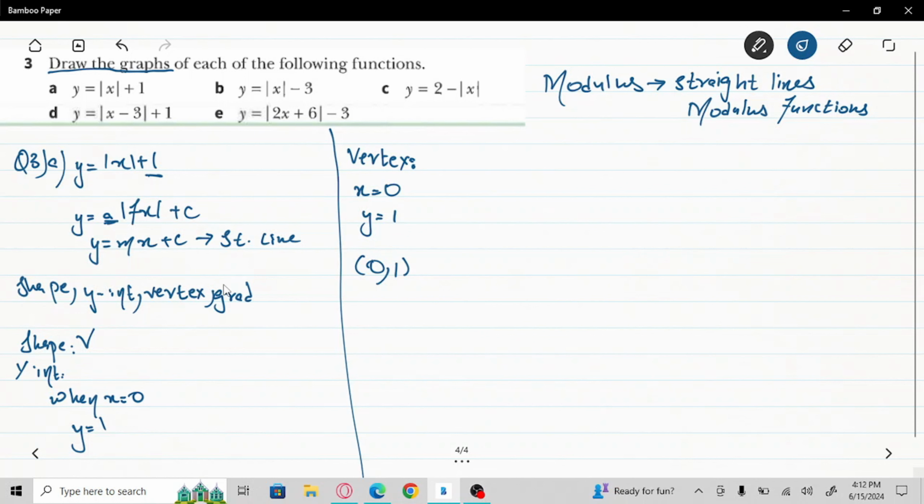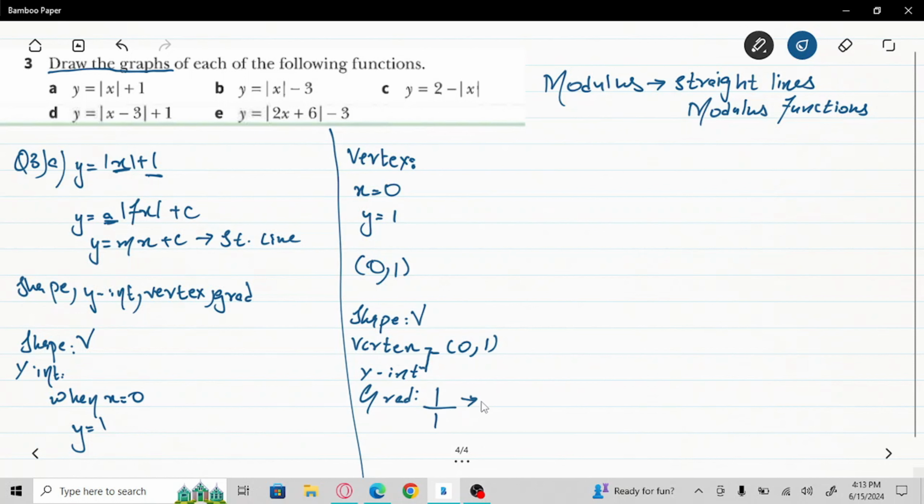Okay, so the last thing: we have the shape of the graph, we have the vertex, and we have the y-intercept, which is (0, 1), while the shape of the graph is a V shape. Now, the thing that is left is the gradient. If we compare y equals modulus of x plus 1 with y equals mx plus c, we know the gradient is the coefficient of x itself. Right now, with the x there is no value given, so we assume that value to be 1 itself. So our gradient is 1, and without any denominator, there is an imaginary 1.